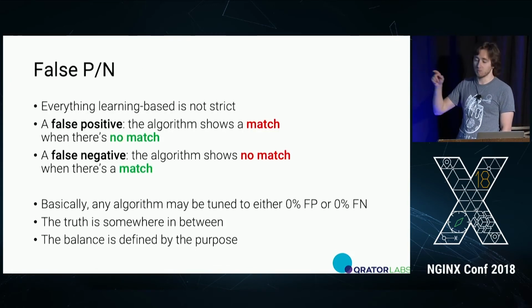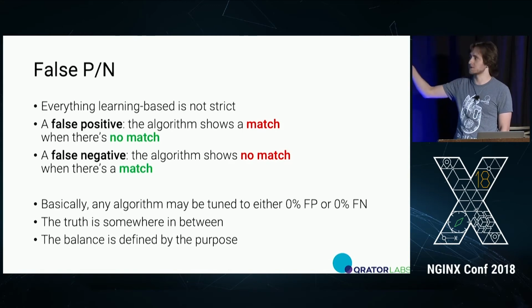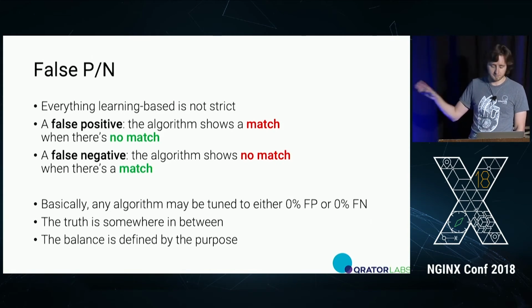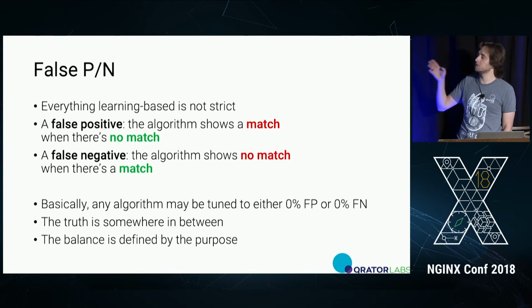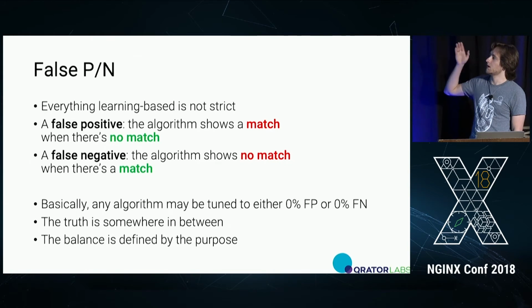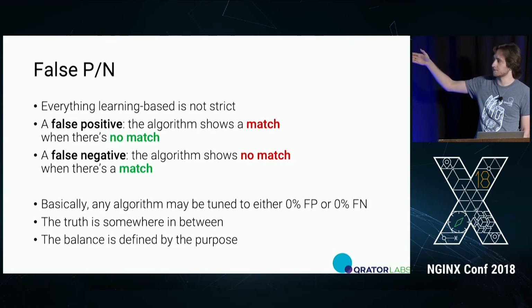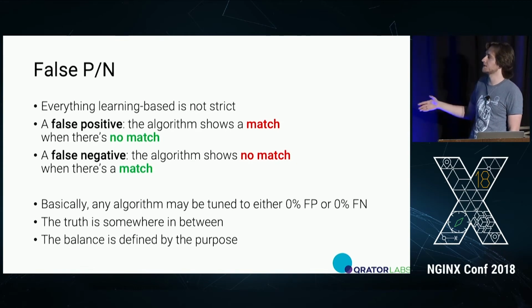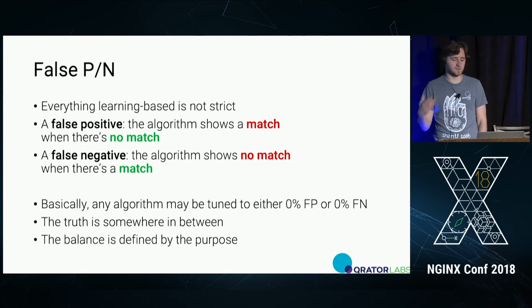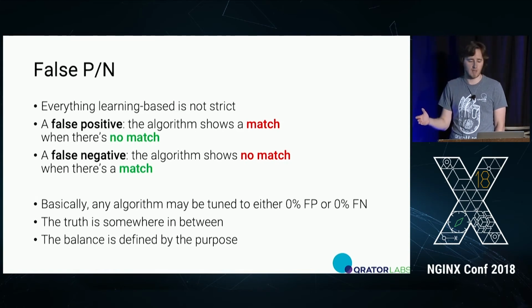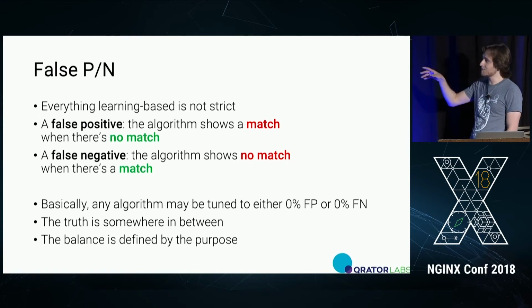This is a mandatory slide. When somebody speaks about machine learning, this is a mandatory slide. Because everything which is machine learning based is not strict. There are two common problems with artificial intelligence: false positive and false negative. Basically, any algorithm may be tuned to either 0% of false positives or 0% of false negatives. Like, even broken clocks display the correct time twice a day, if it's not an Apple Watch. So the truth is somewhere in between.